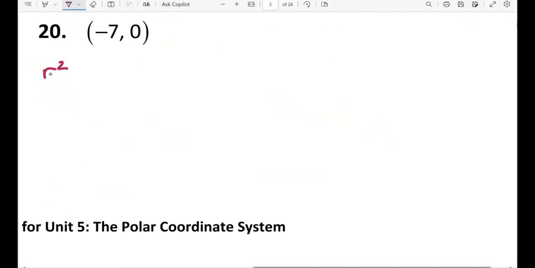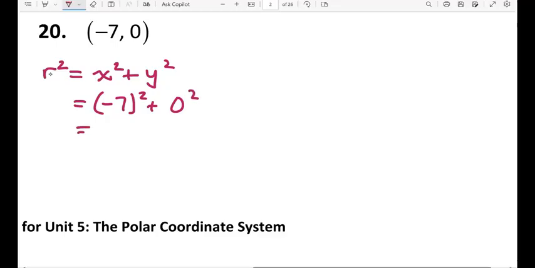Number 20, r squared is equal to x squared plus y squared. X is negative 7 and y is 0. So that gives us 49 plus 0. So if r squared is equal to 49, then the positive square root is 7. So r must be 7 if we want r to be positive.